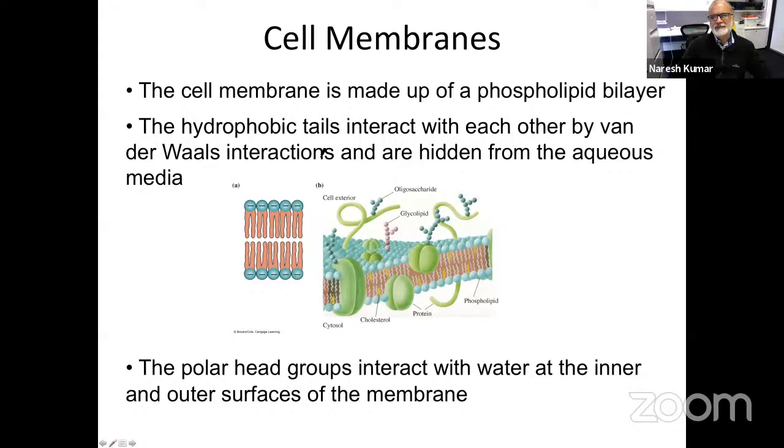I'm not going to spend a lot of time on this slide because we already talked about what a cell membrane looks like, and we already talked about phospholipid and bilayer. We know that membranes are made up of phospholipid bilayers. They have a hydrophobic tail, which we talked about earlier, and they have polar groups, which are shown at the top there. These long chains interact with each other by hydrophobic interactions, which we call van der Waals interactions, and they're hidden from the aqueous environment. The polar groups interact with the water on the outside. So that's the typical phospholipid bilayer.